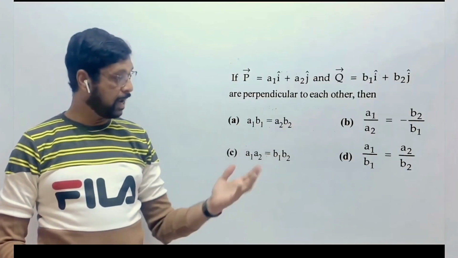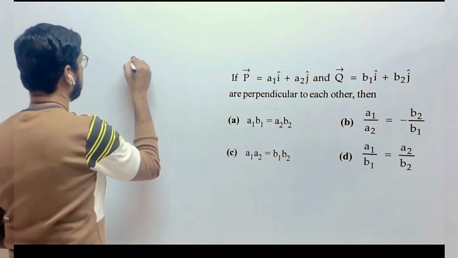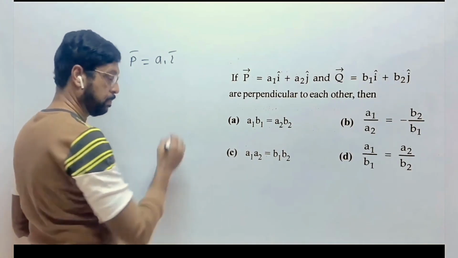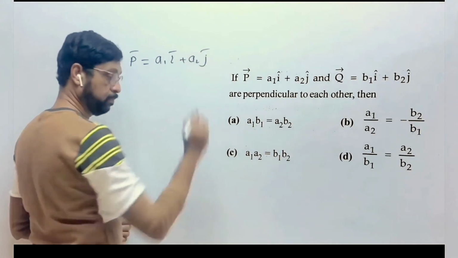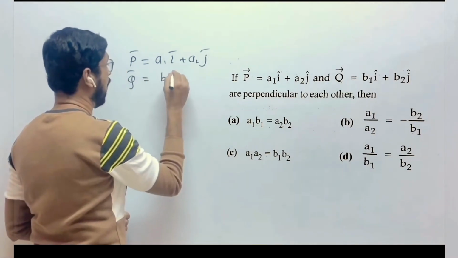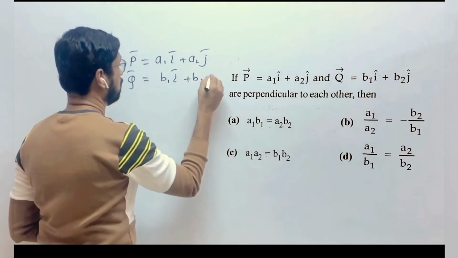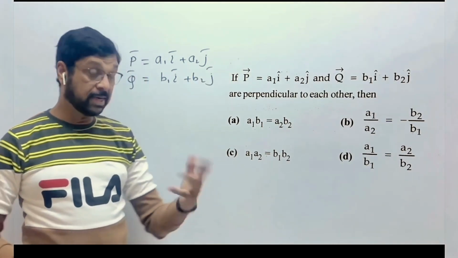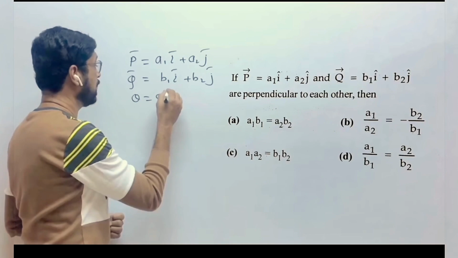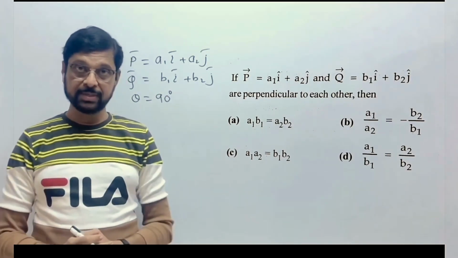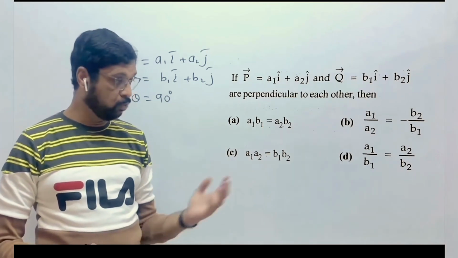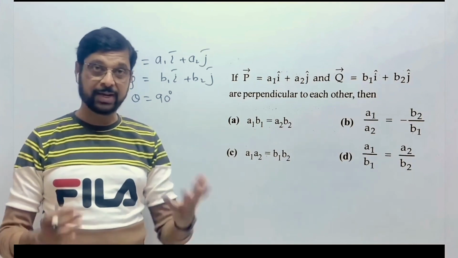Two vectors P and Q are given. Vector P is A1I plus A2J, and vector Q is given to be B1I plus B2J. And it is said that they are perpendicular to each other, means theta is equal to 90 degree. The angle between them is 90 degree. And 4 options are given: A1 B1 is equal to A2 B2, A1 upon A2 is equal to B2 upon B1, etc.